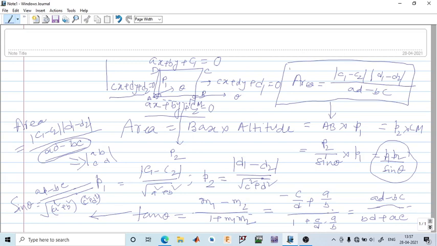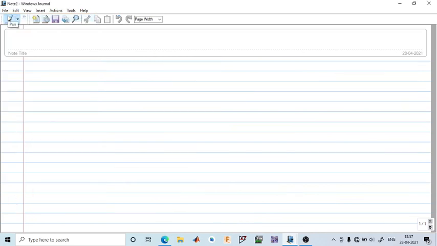Now let's go to another note for the new concept. In our book you will see that all the straight line general equations are represented in the form of ax plus by plus c equals to 0. That is the general equation represented by ax plus by plus c equals to 0.